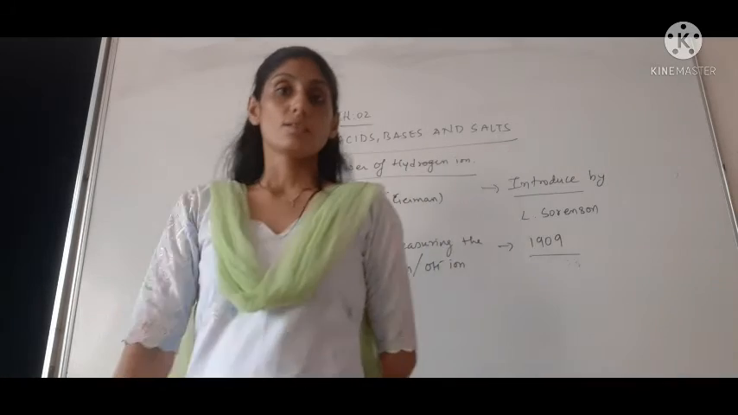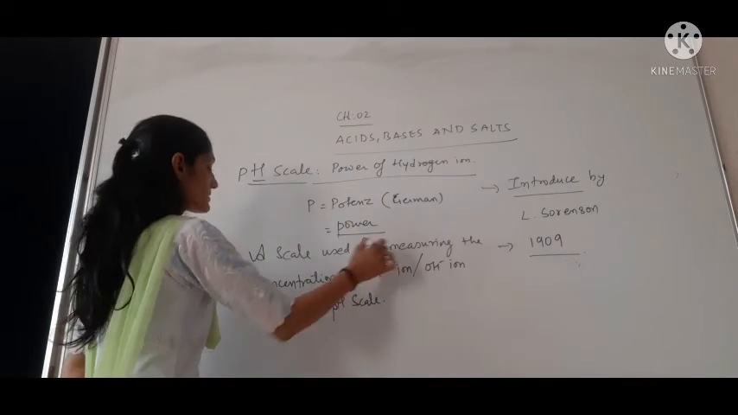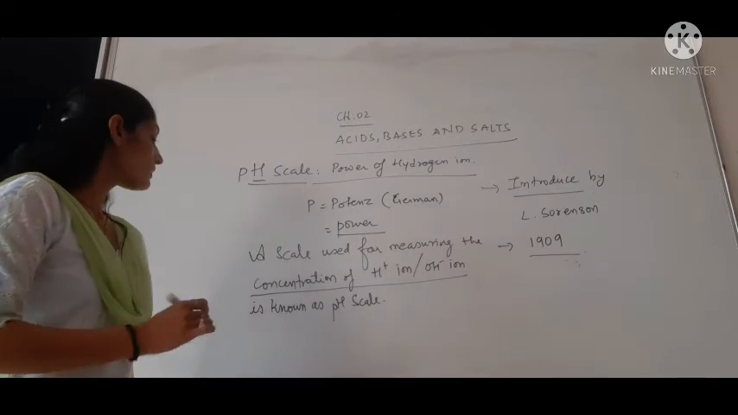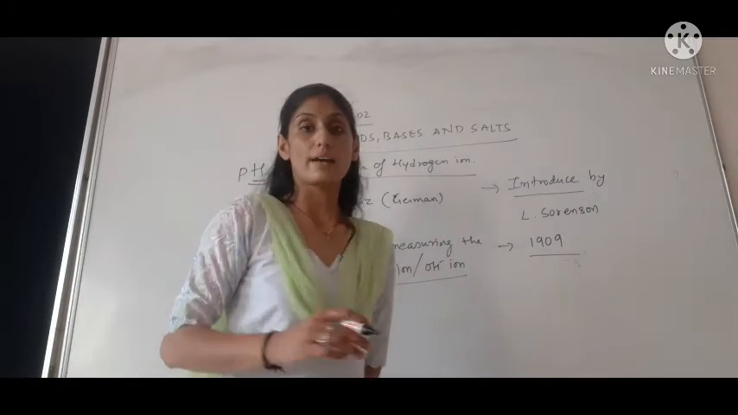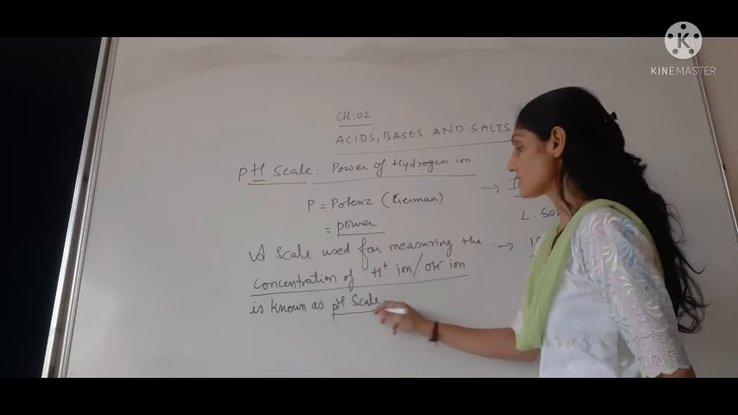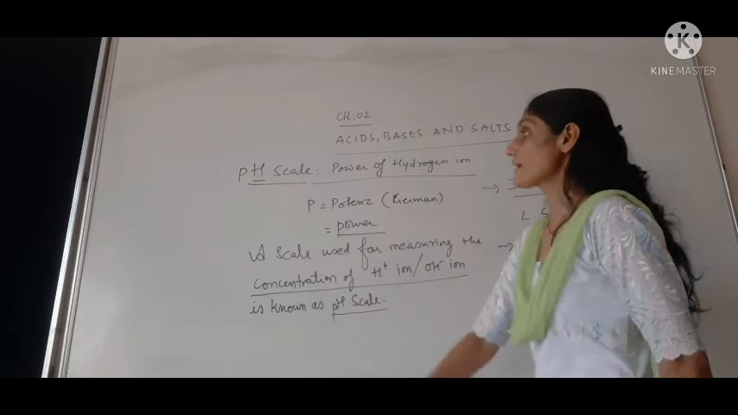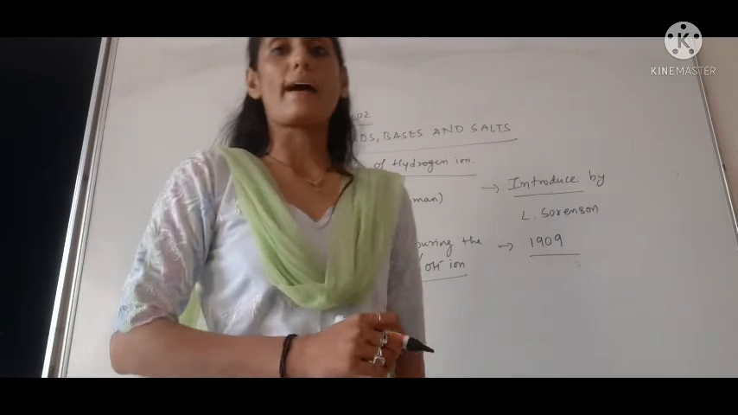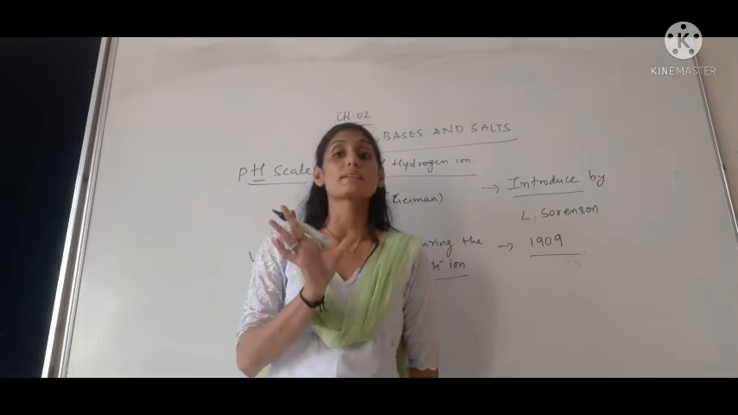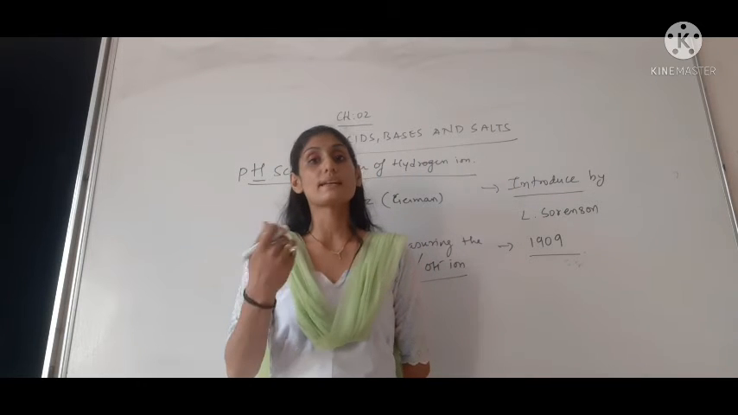A scale which is used for measuring the concentration of H plus ion or OH minus ion, that means hydrogen ion or hydroxide ion, is called the pH scale. P is small and H is capital. It was introduced by L. Sorensen in the year 1909. Just as you have a scale, in the same way he called it the pH scale.